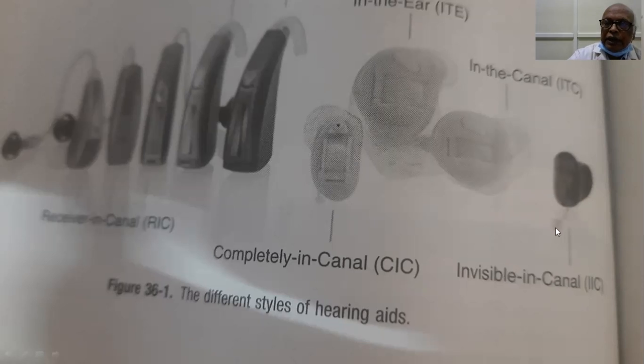These are the hearing aids which are very expensive but very, very popular. Hardly anything is visible. A small projection will be there, by means of which you have to manipulate it. This will go into the hairs of the external canal and nobody recognizes it. This is the completely in the canal or IIC, invisible in the canal.